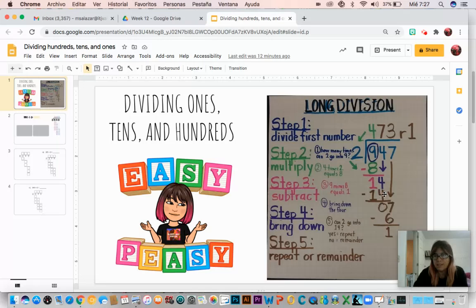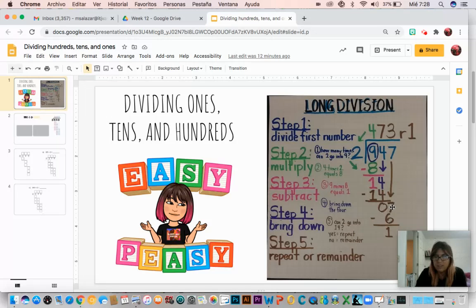Now this is easy, but if you have a different number, do it like we do subtractions. First the ones and then the tens, okay? Then bring down the 7, okay?